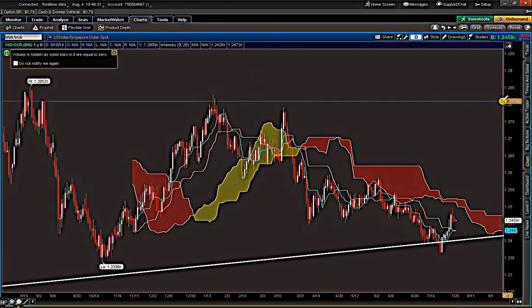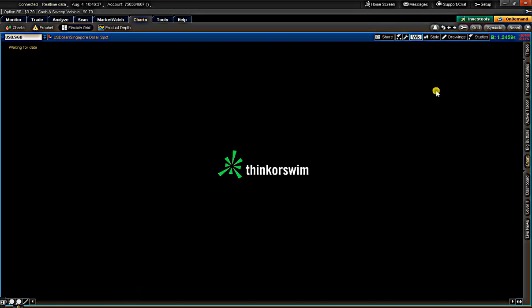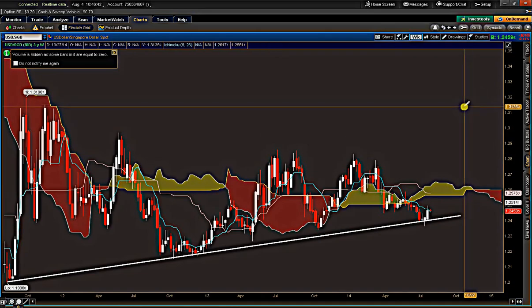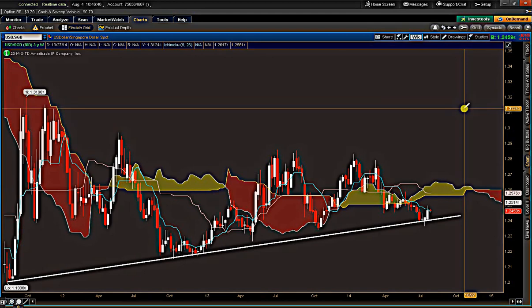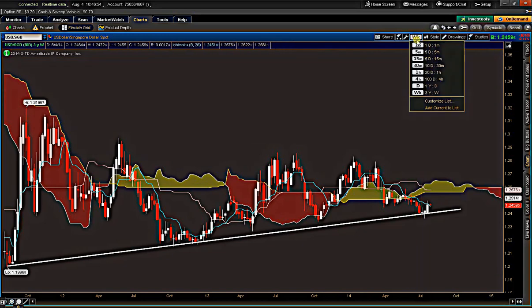everything is aligned. You have price trading below the daily cloud, so sentiment on a daily time frame is bearish, and sentiment on a weekly time frame is also bearish. So we have everything lined up for a possible short and a huge drop in the pair. So let's monitor dollar Singapore dollar and make sure you have this ascending trend line.